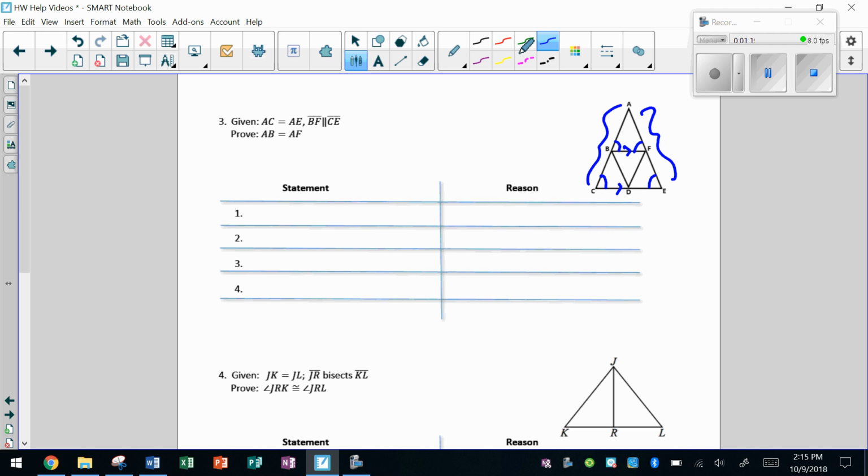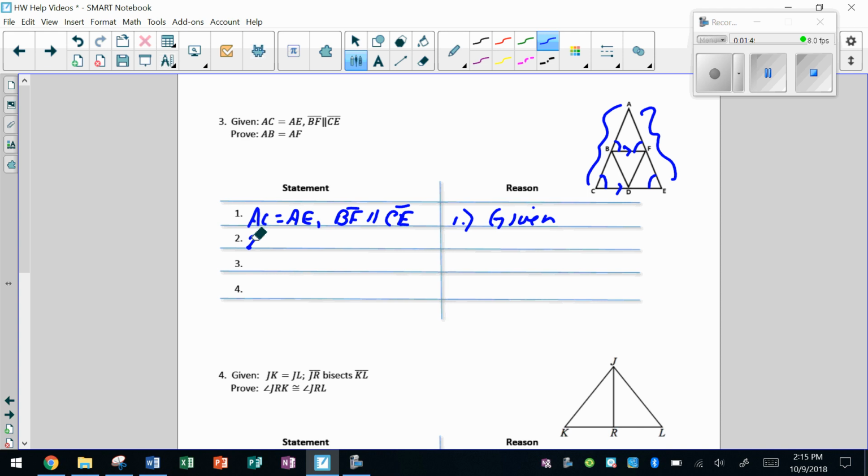So here goes the given. Step 1, we have AC equals AE. We also have BF parallel to CE. And that, of course, is given.